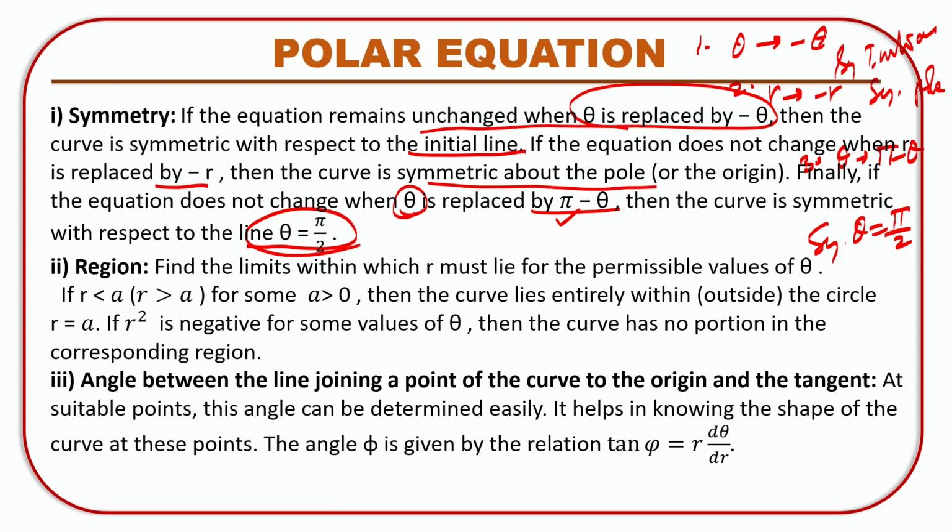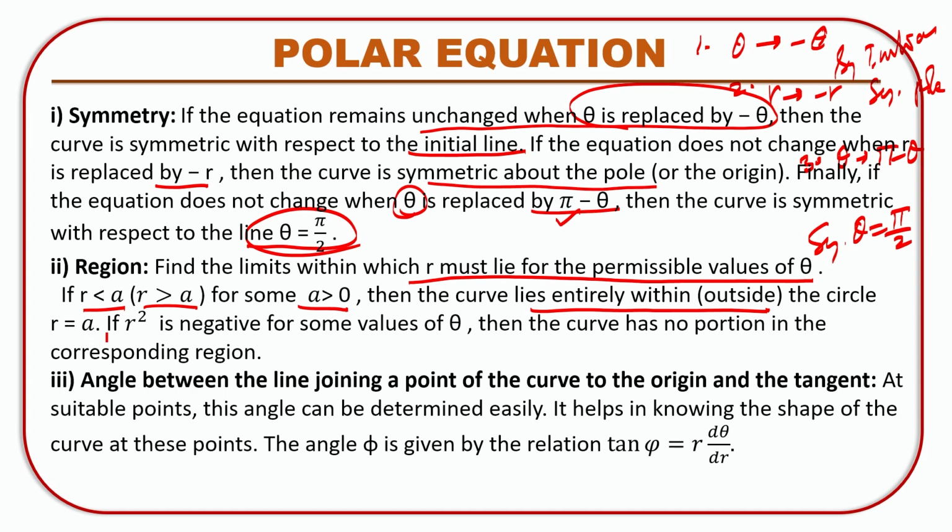Now find the region where the permissible values of theta lie. Find the limits within which r must lie for the permissible values of theta. If r is less than a or r is greater than a, for some a greater than 0, then the curve lies entirely within or outside the circle, depending on whether r is less than a or r is greater than a.